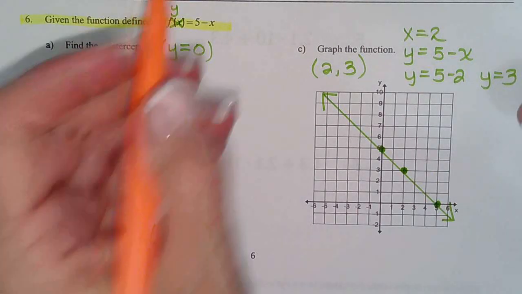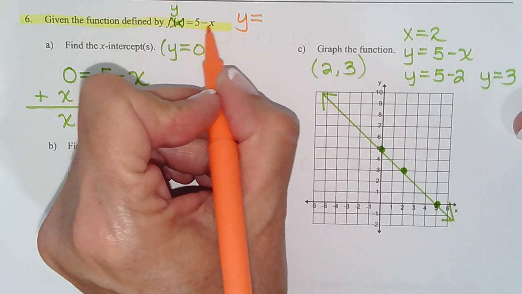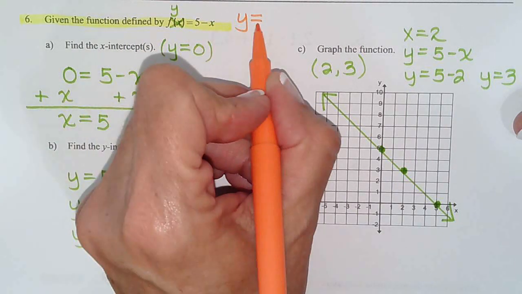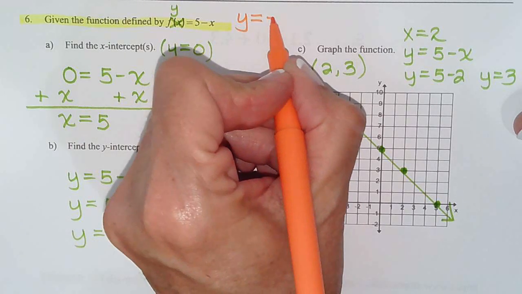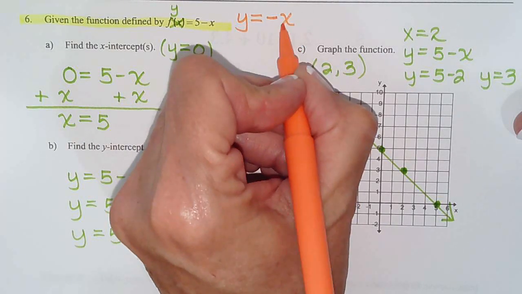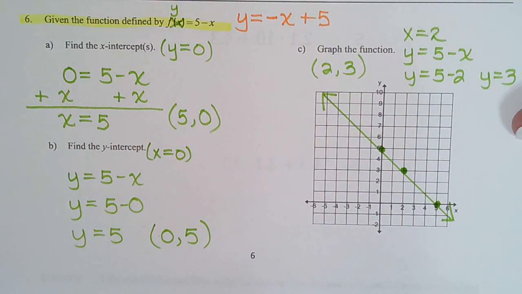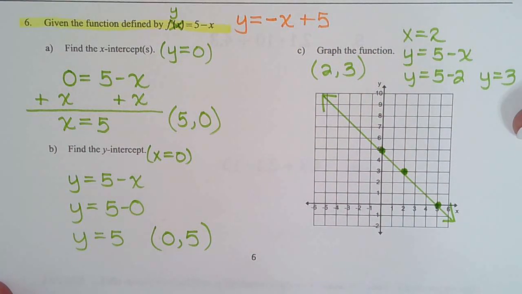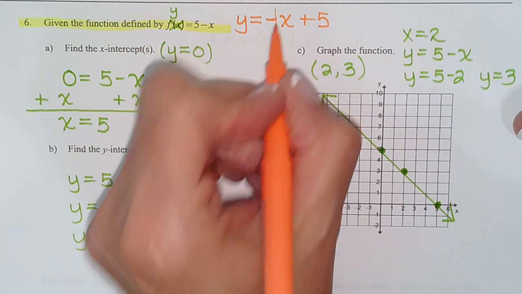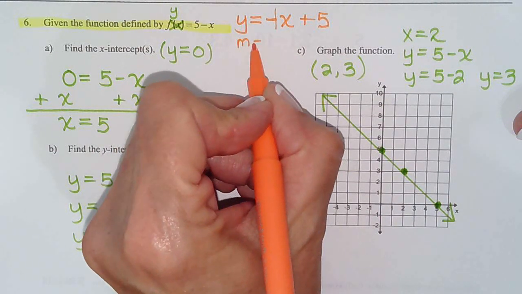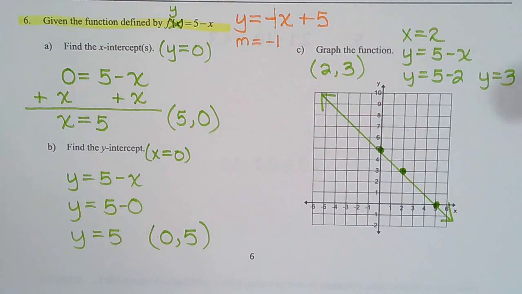So if it asks for the slope, would you guys all be able to tell me on this one? If I turn it around to be y equals mx plus b, it would be y equals negative x plus 5. So what's the slope? y equals mx plus b. What's in front of x? Negative 1. So if, like the test, it asks for the slope, I'd say m equals negative 1.